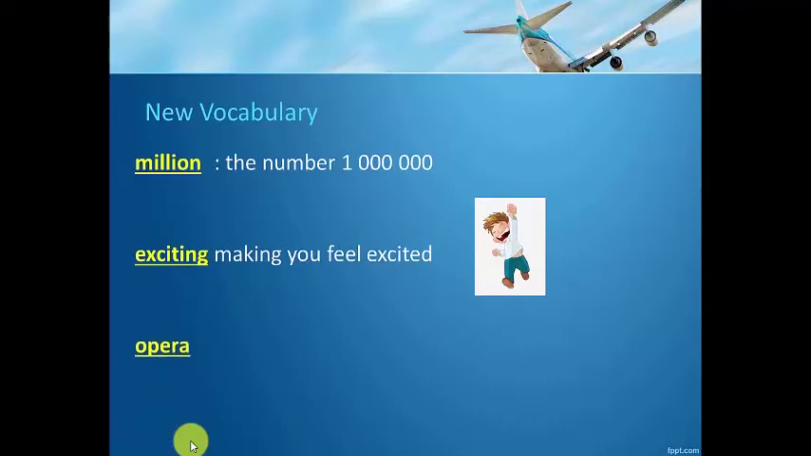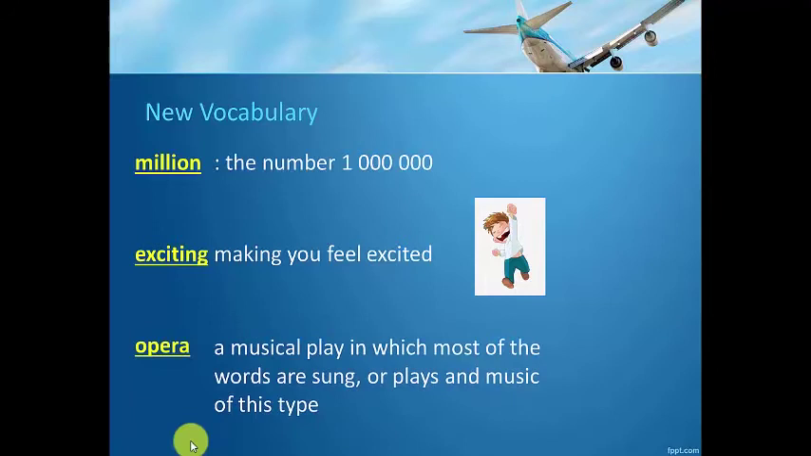What about the word opera? Opera means a musical play in which most of the words are sung or plays and the music of this type. Let's see this man.